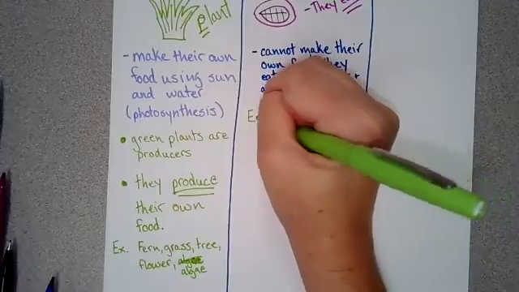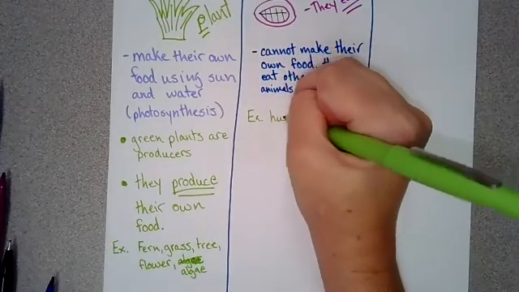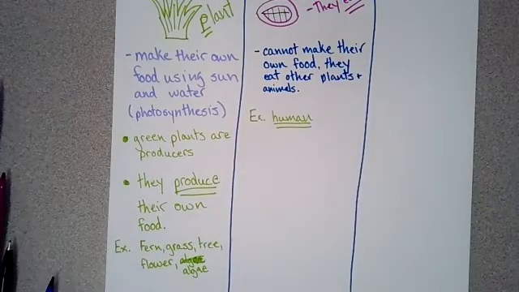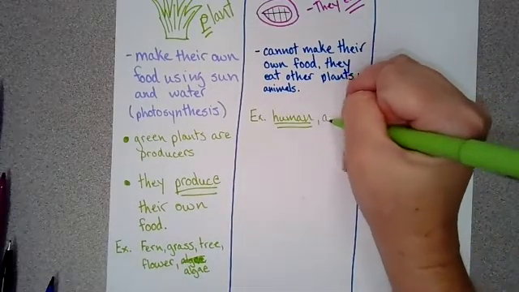Example is you. You're a human. Humans cannot stand in the yard and make their own food using sunlight and water. Okay? You guys have to go to the grocery store. You guys have to go into the kitchen. At the very least, you would have to hunt or go find some berries. You have to put something in your mouth to get energy, to get nutrients. Okay? So example is a human.